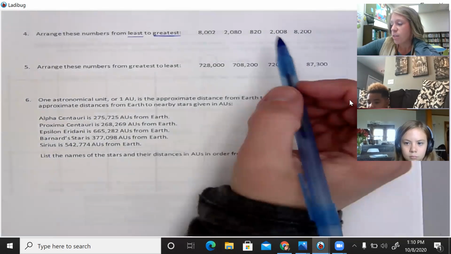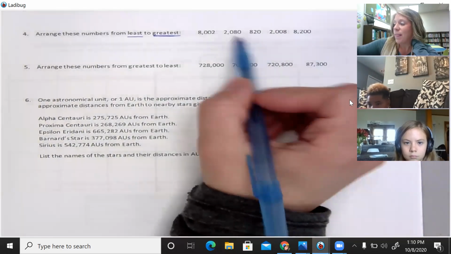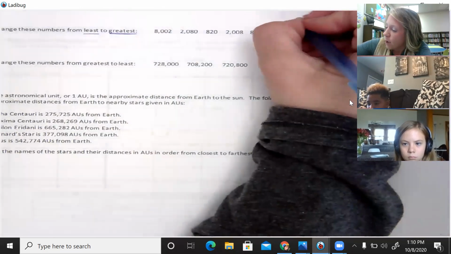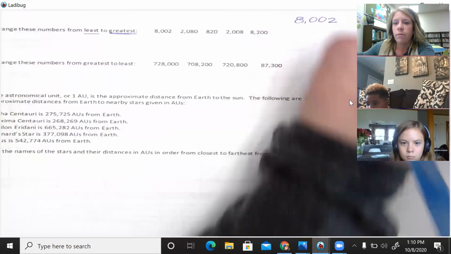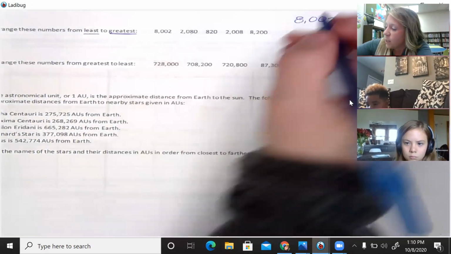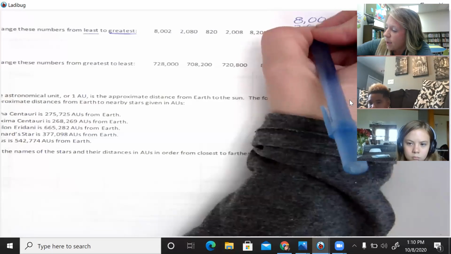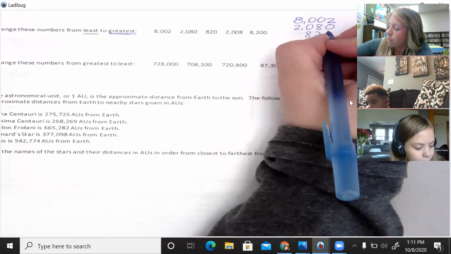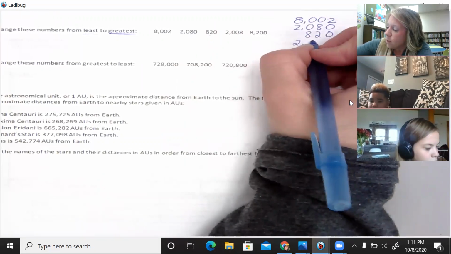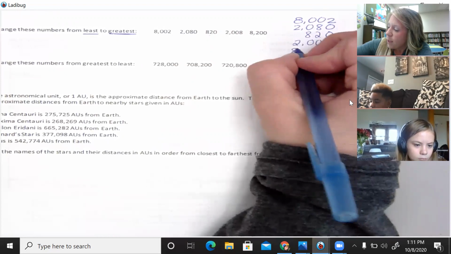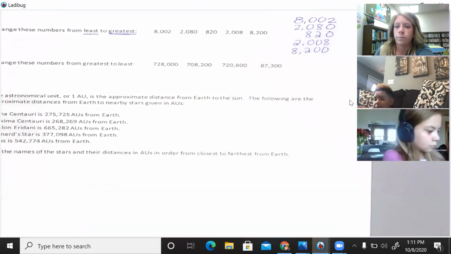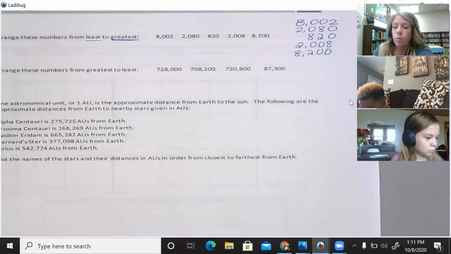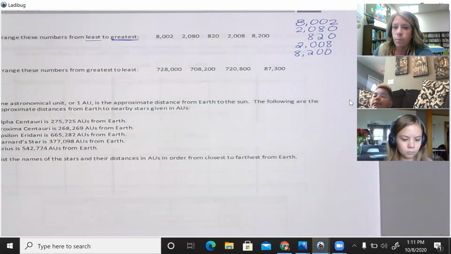So a strategy that I like to use is lining these numbers up, one on top of the other. So I'm going to go ahead and write 8,002 off to the side. Then right underneath that, I'm going to write 2,080. Then 820, 2,008, and 8,200. And if we're putting them in order from least to greatest, we're looking for the smallest number first.